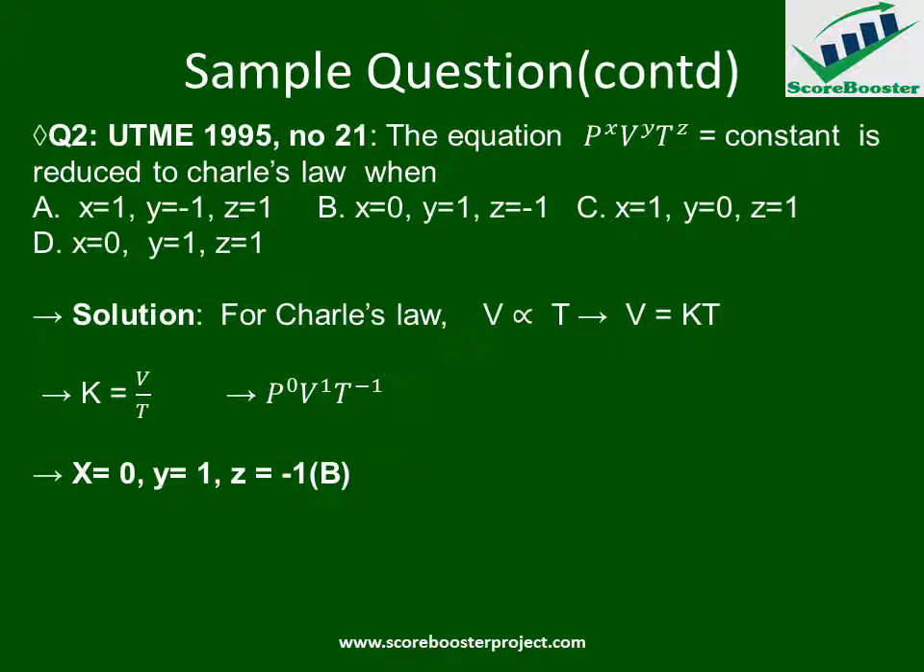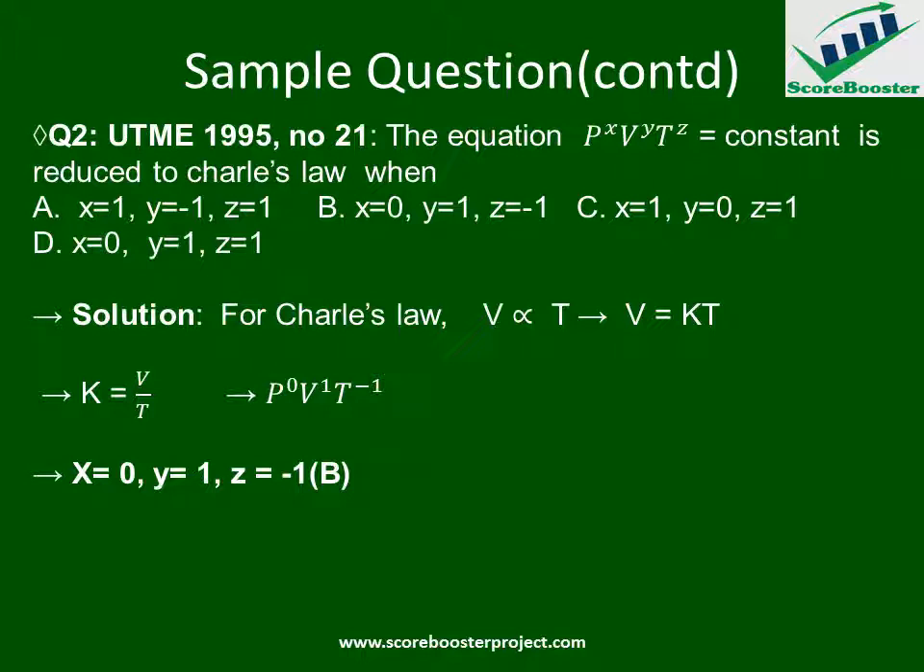1. Option B says x equals 0, y equals 1, z equals -1. Option C says x equals 1, y equals 0, z equals 1. While option D says x equals 0, y equals 1, z equals 1.